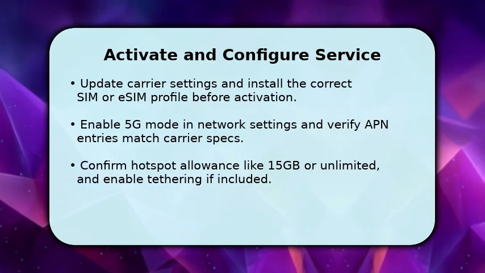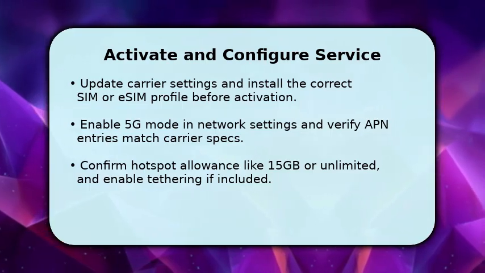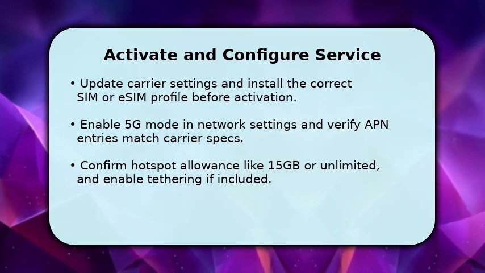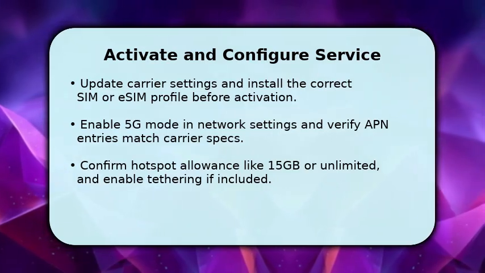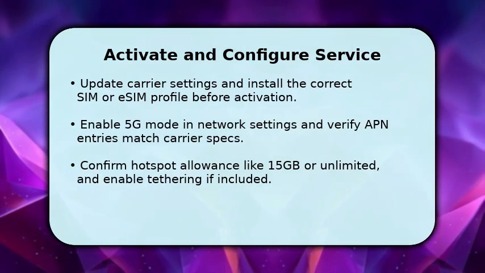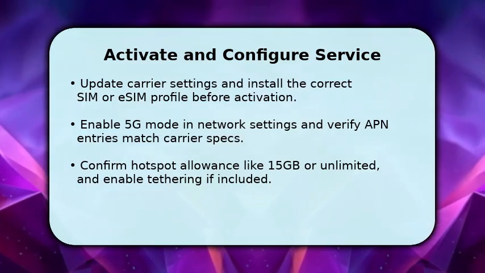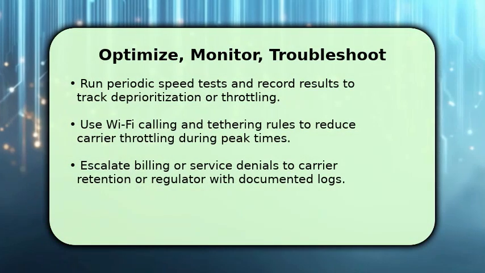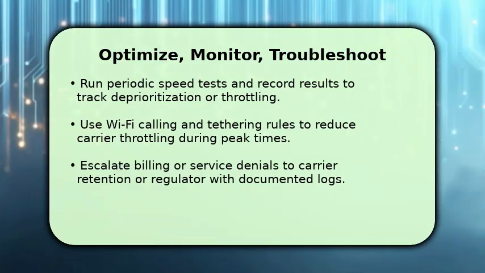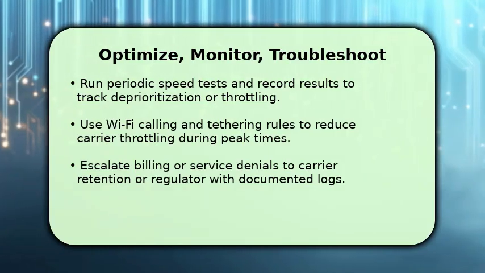Activate mobile hotspot and test with a laptop to verify upload and download connectivity. If provisioning fails, contact carrier support and request manual profile push or remote provisioning. Run periodic speed tests and record results to track deprioritization or throttling.